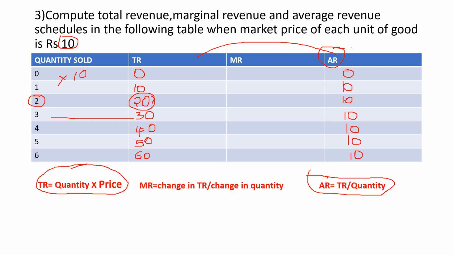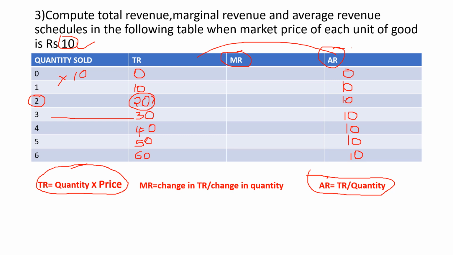So the reason why you get all the values the same is that price has not changed. Price change aglilla, that is the same for all the quantities. So your average revenue stays the same. Average revenue and price remain the same. In other words, now we shall calculate the marginal revenue.